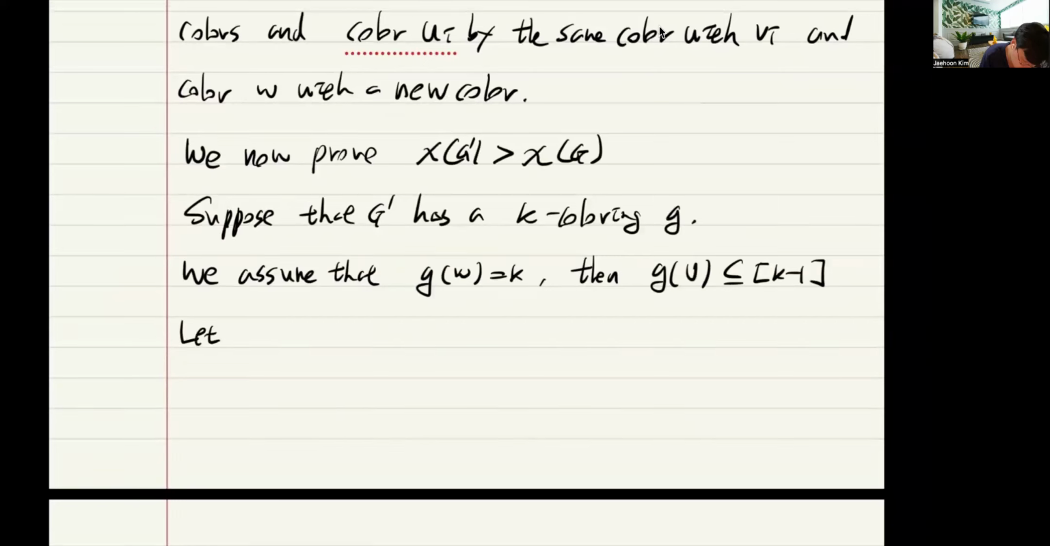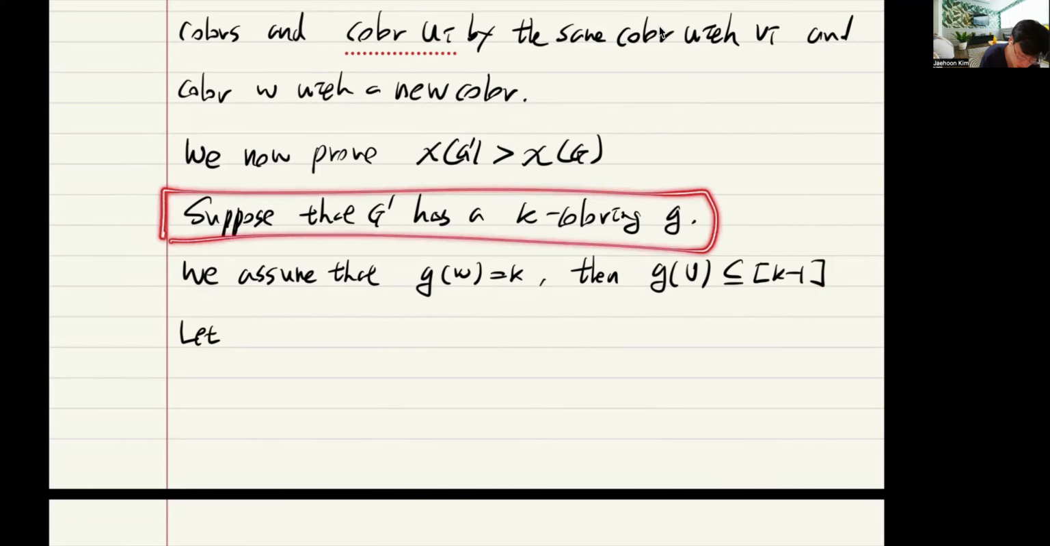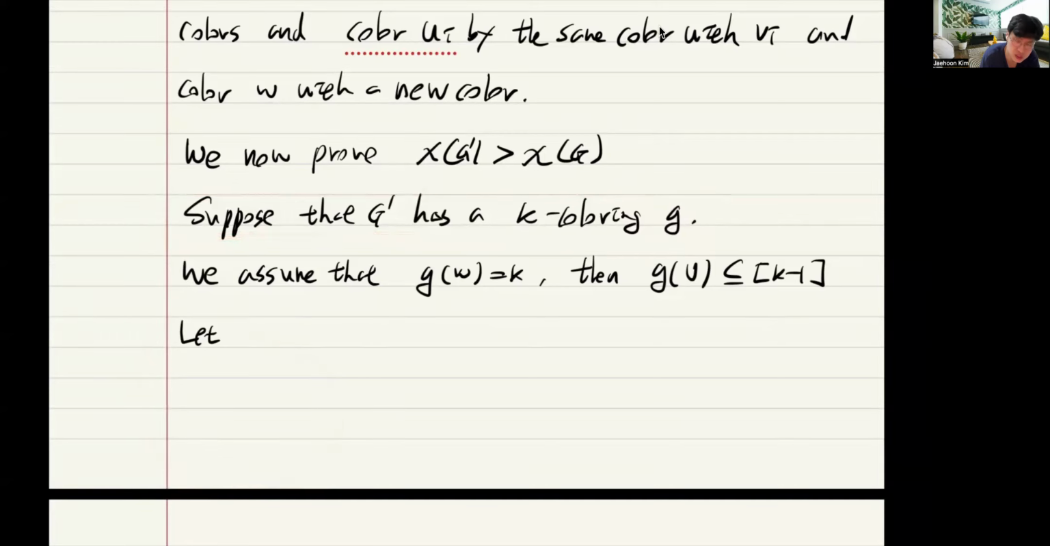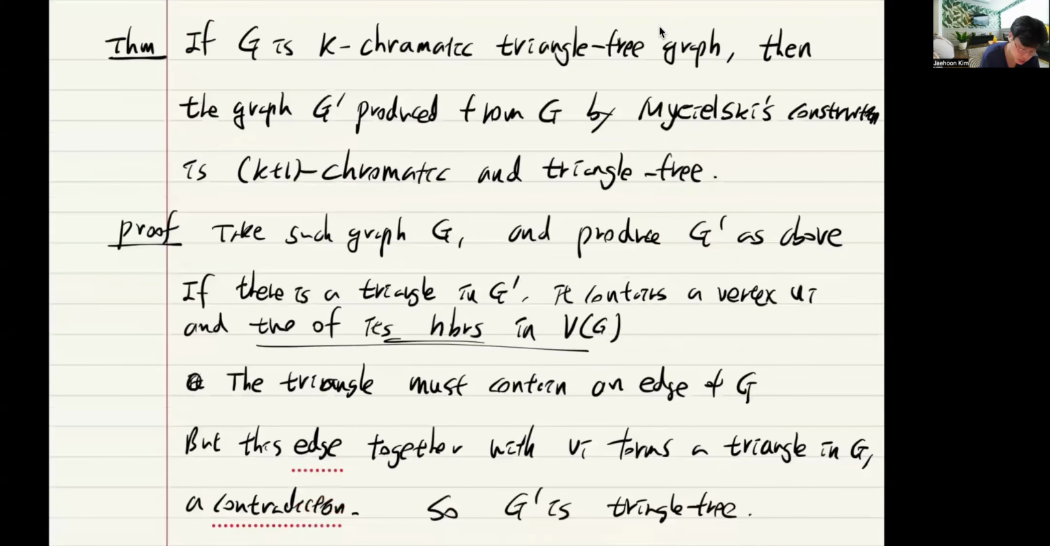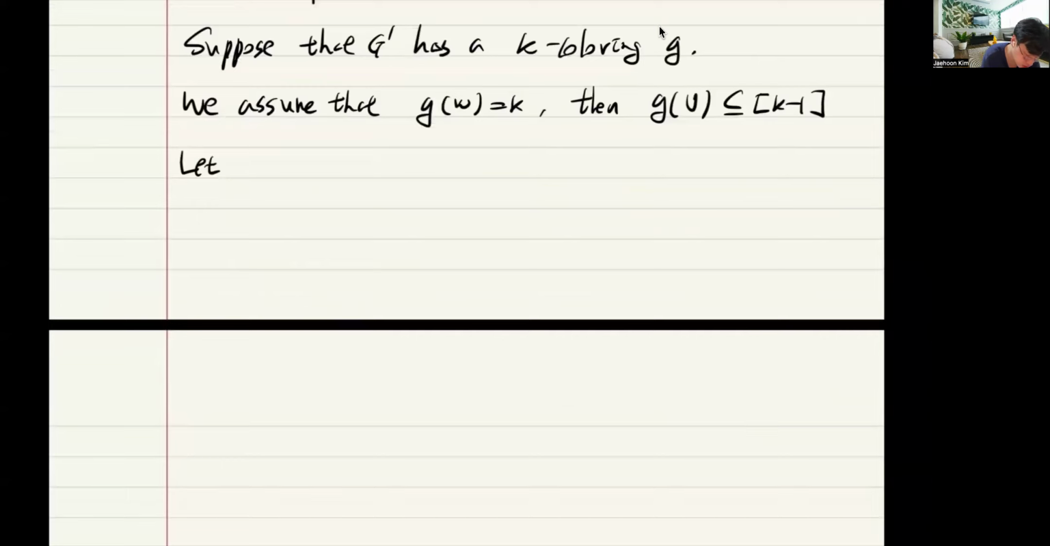So now what's our goal? We start from the assumption that G prime has a K coloring G. We will show that G has even a K minus 1 coloring, which is a contradiction, because we assume that G is K chromatic. It requires K colors, but we will contradict it by finding a proper K minus 1 coloring of G.